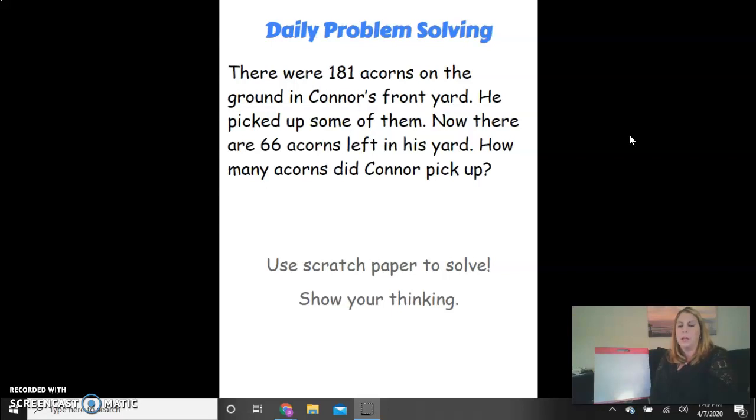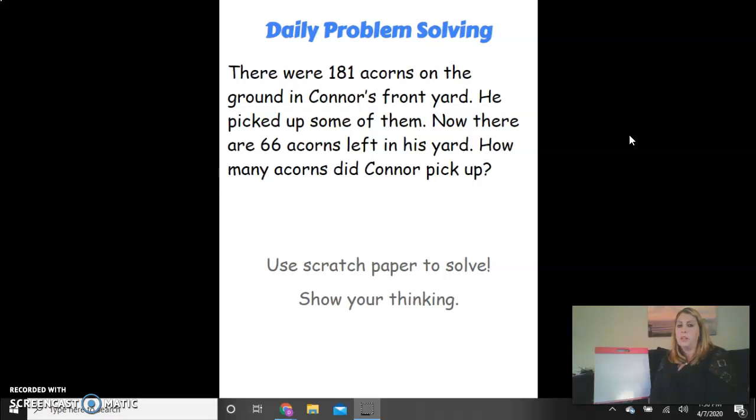So I'm going to take a minute and I'm going to read it again because my brain's trying to process all of the information. And I want to focus on answering the question that they're asking us. So there were 181 acorns on the ground in Connor's front yard. He picked up some of them. Now there are 66 acorns left in his yard. The question is, how many acorns did Connor pick up?